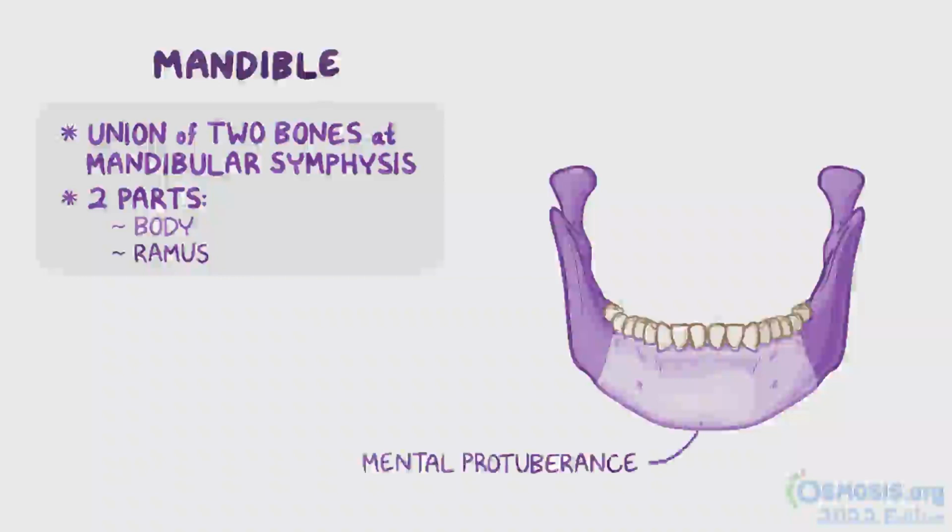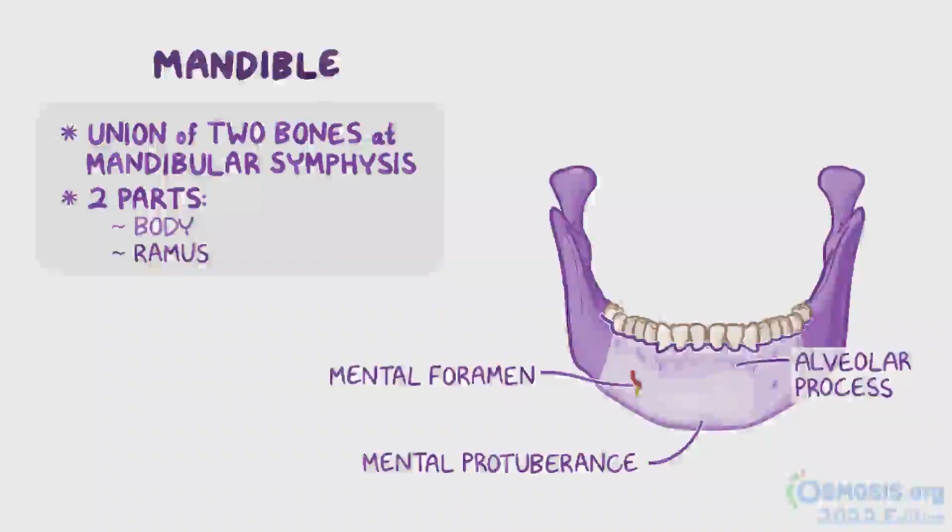A bit lateral and posterior to the mental protuberance, there's the mental foramen, a hole through which the mental vessels and nerve pass. The superior border of the body is called the alveolar process that supports the mandibular teeth.